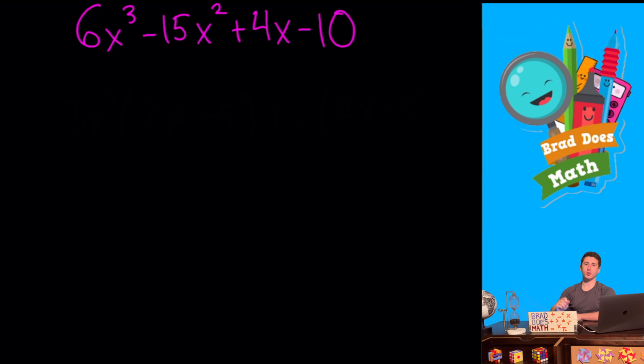All right. Now we're going to look at some grouping. And this will be very, very similar to factoring trinomials when we had a coefficient on the x squared. If that means anything to you, great. If not, just kind of watch.